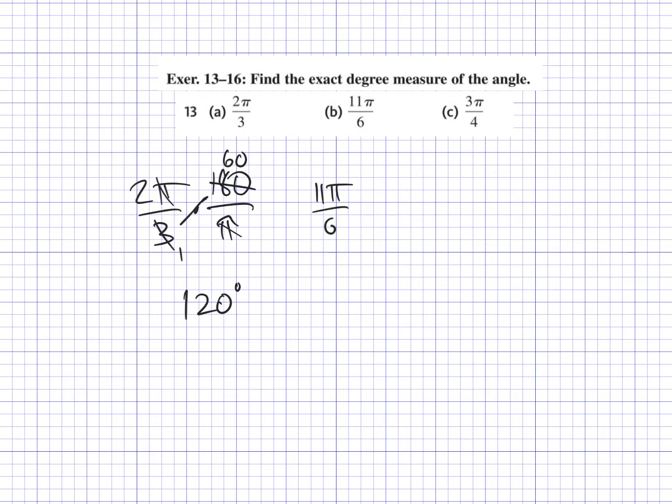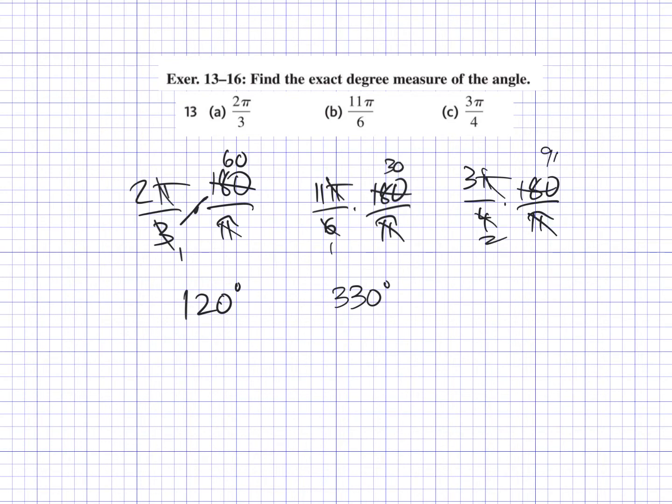Again, 11 pi over 6 times 180 over pi, because we want degrees. Degrees goes on top. Divide by 6, and 11 times 30 is 330 degrees. 3 pi over 4 times 180 over pi. 4 and 180 reduce by 2, and 2 goes into 90 evenly. So 3 times 45 is 135 degrees.